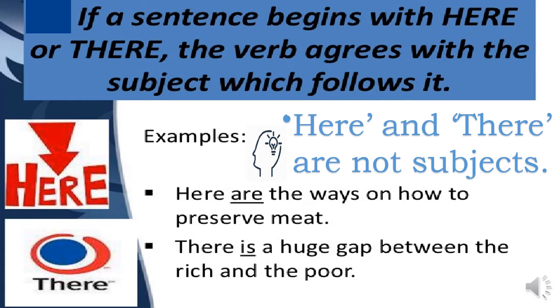Here are the ways on how to preserve meat. So, ways is actually a plural form, and that's why we have the verb which is preceding in plural form. There is a huge gap. Huge gap is actually in singular form, so that's why we have the singular form of verb which is preceding the huge gap. So the second example is there is a huge gap between the rich and the poor.